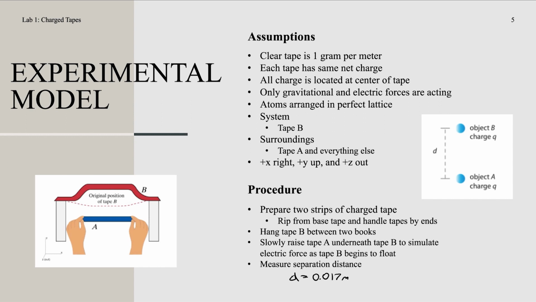Repeat the preparation process for a second piece of tape and slowly hold it underneath the first until it begins to float. This is simulating the electric force of the bottom tape A on the top tape B. Finally, measure the separation distance with a ruler. I determined mine to be 0.017 meters.